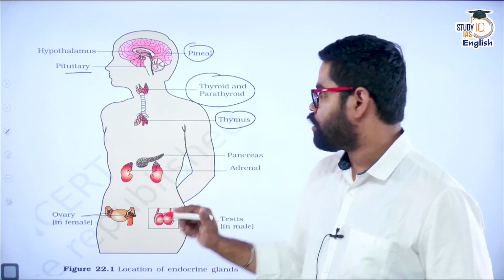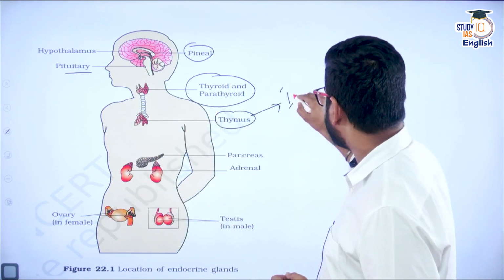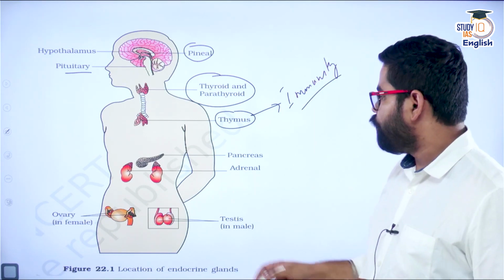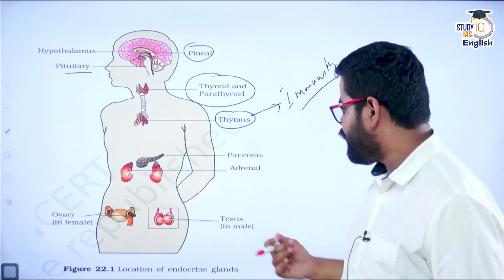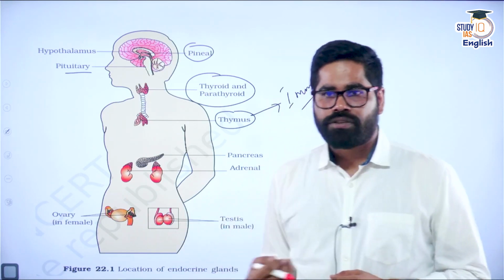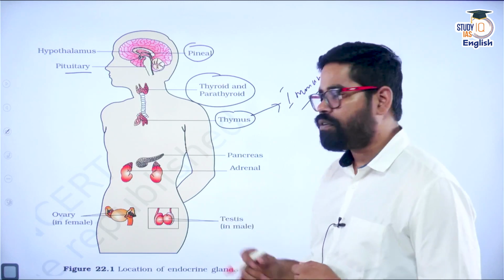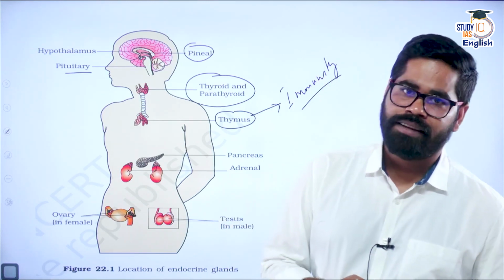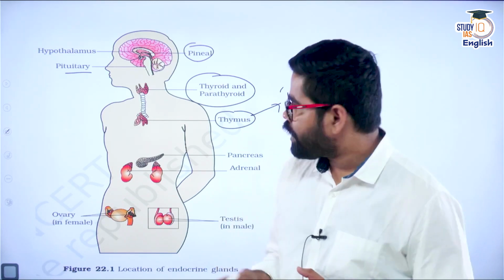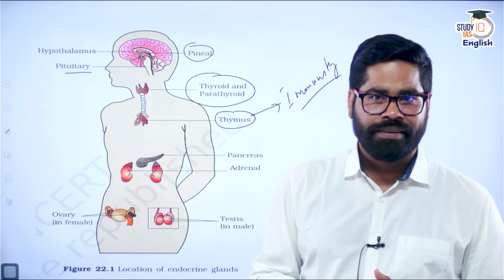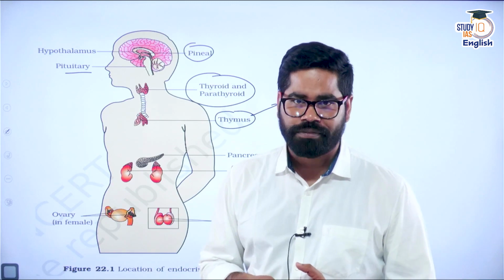We have just talked about it. This thymus gland is very important for the immunity of the body. We have the pancreas, we have the adrenal. Then in the case of female, we have the ovary as an endocrine gland, and in the case of male, we have the testes as an endocrine gland. So these are the locations of the various glands situated in our body. We are going to see the function of them one by one.